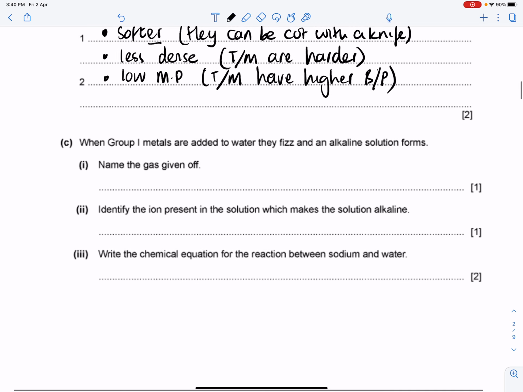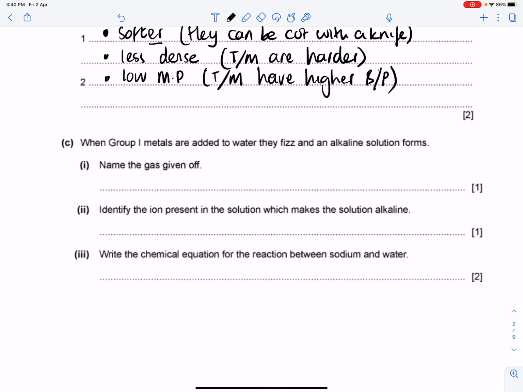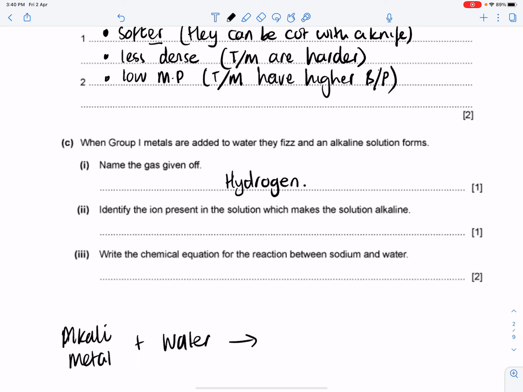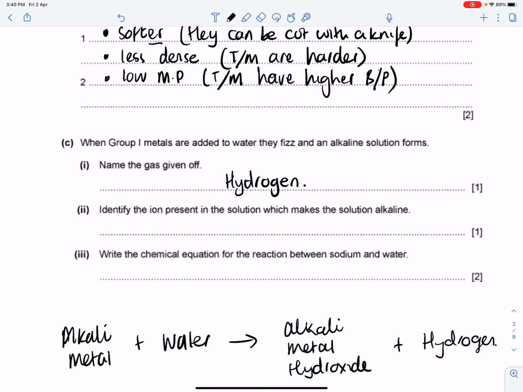So when the group 1 metals are added to water, they fizz and an alkaline solution forms. Name the gas given off. Well, of course, it's hydrogen. We know that because the general equation is alkali metal plus water makes alkali metal hydroxide and hydrogen gas. You need to know that equation. They will not give it to you in the exam.